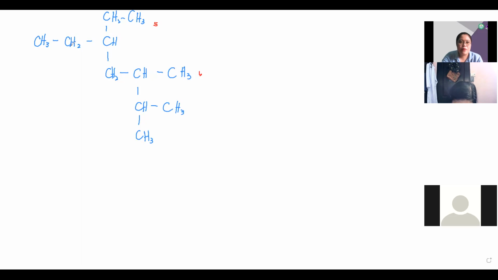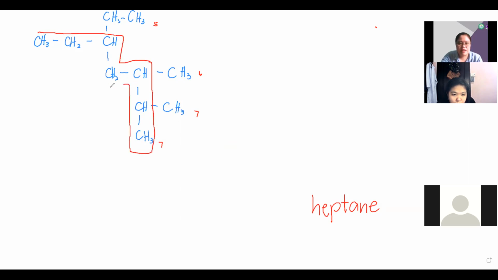But if we go down pa, 1, 2, 3, 4, 5, 6, 7, parehas lang sila, whether you go right or you go down. So definitely our longest chain here is 7 carbons. So we have here heptane. Please check. Then that's heptane. And if this will be our longest chain here, I'll consider this one as the longest chain na lang. So parehas lang naman sila kung going to the right ka.